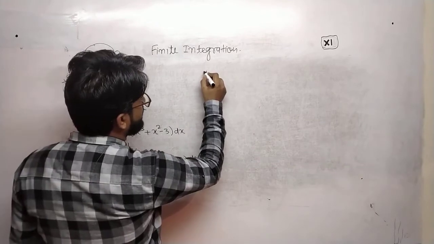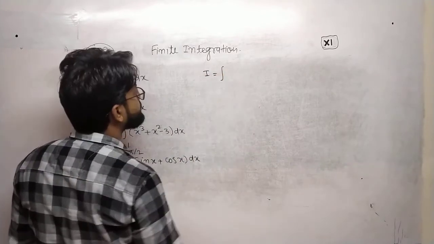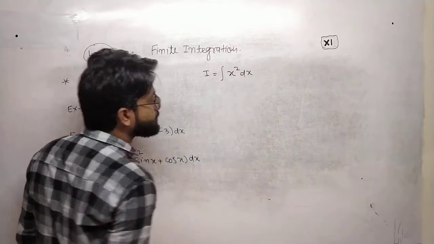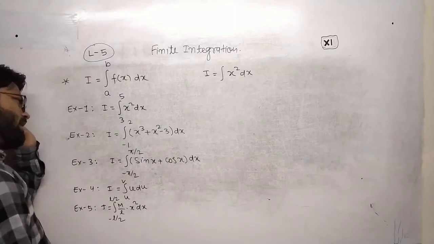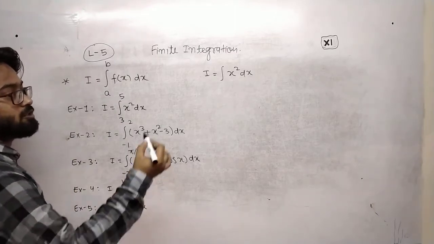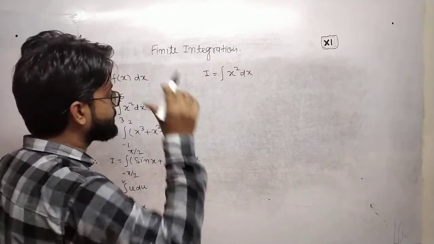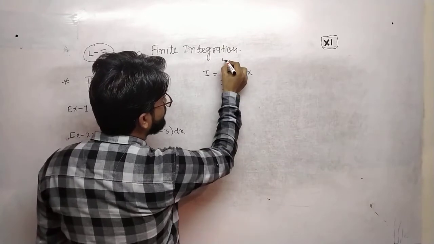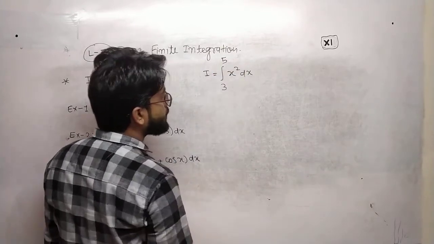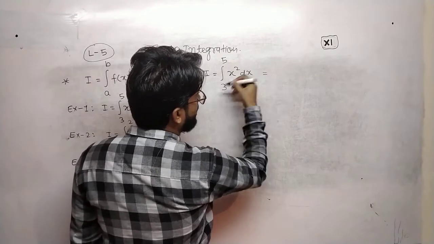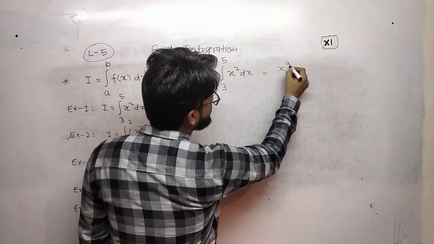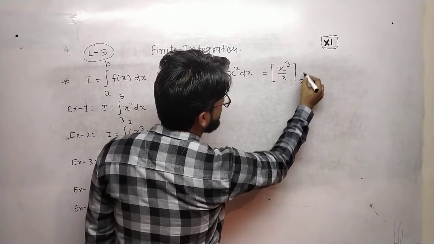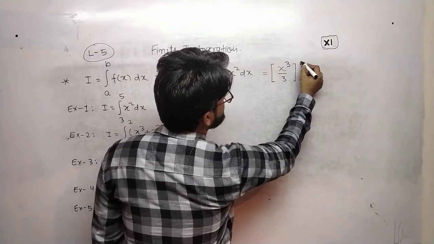Now, example number 1. Integration of x square dx. This is very simple. You know that integration of x square is x cube upon 3. But there is a limit from 3 to 5. Lower limit is 3 and upper limit is 5. After integration you will have x to the power 3 upon 3. Put a big bracket and put the limits, that is 5 and 3.